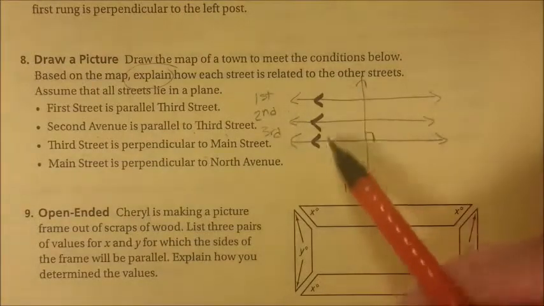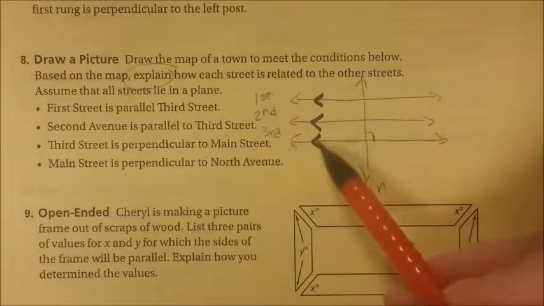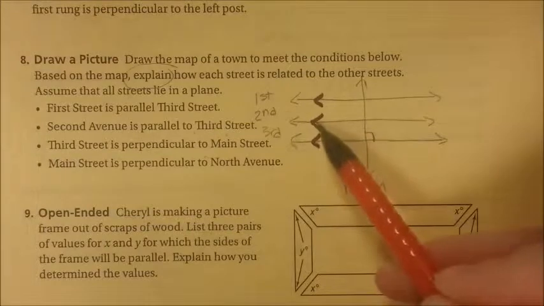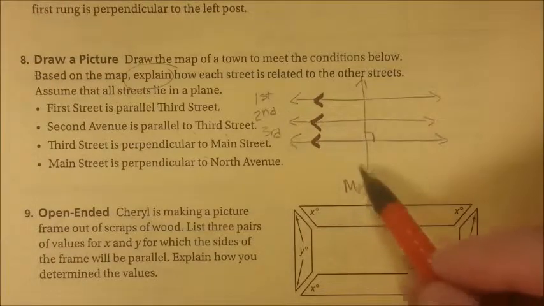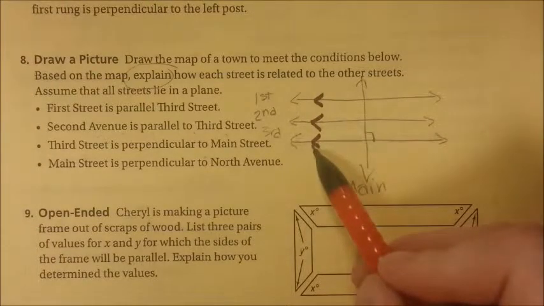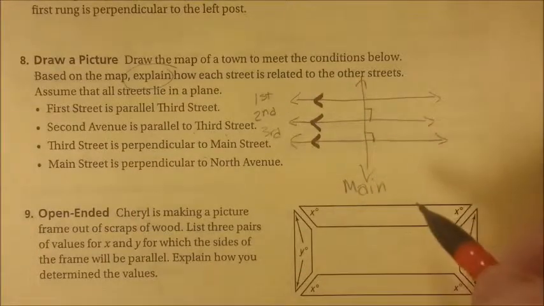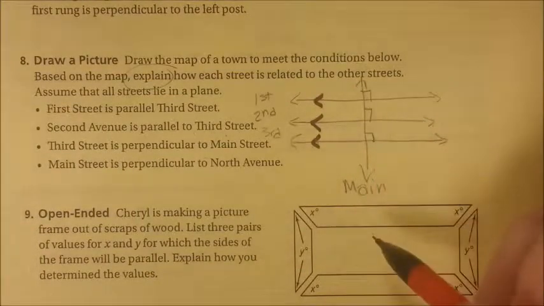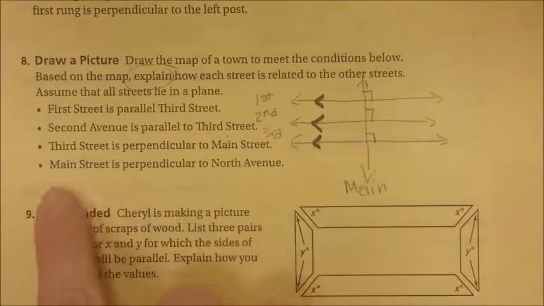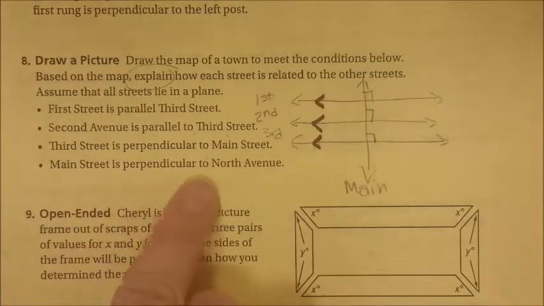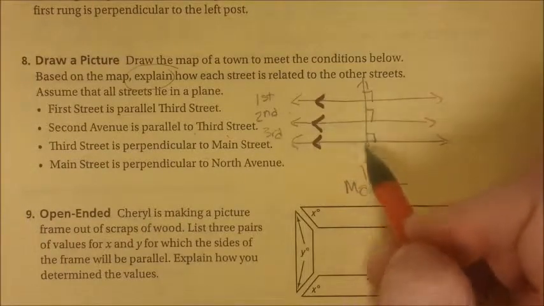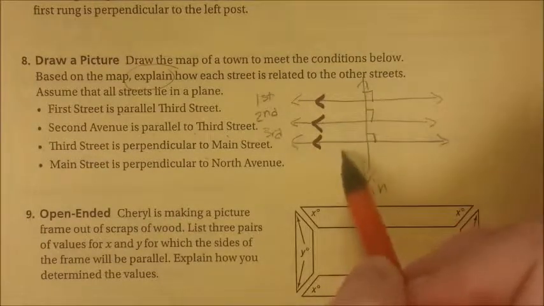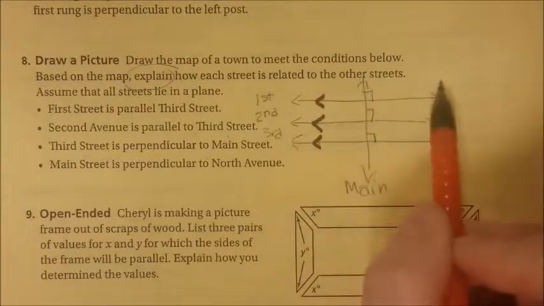But like I just said, if 1st is parallel to 3rd and 3rd is parallel to 2nd, then 1st and 2nd are also parallel by the transitive property. So if Main Street cuts through all of them and is perpendicular to 3rd Street, then it also has to be perpendicular to 2nd Street and to 1st Street. Main Street is perpendicular to North Avenue. Main Street is perpendicular to all these guys. North Avenue must run left and right.